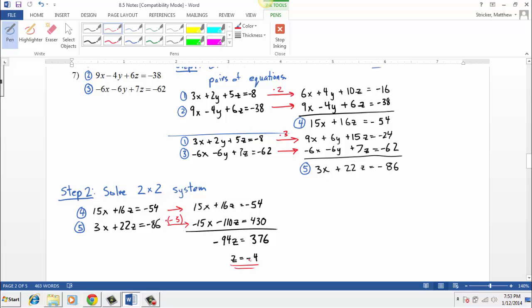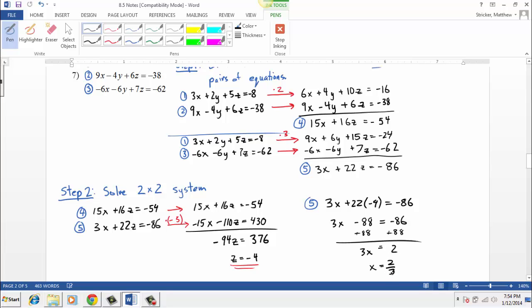So remember, we can just take this and plug it into either of the two equations. If I plug it into equation 5, I'm going to have 3x plus 22 times a negative 4 is equal to negative 86. And of course 22 times negative 4 is a negative 88. So we have 3x minus 88 equals negative 86, which if I add the 88 over the other side, I get 2 on the right hand side. So that's going to give me 3x equals 2, which means x equals 2 over 3.